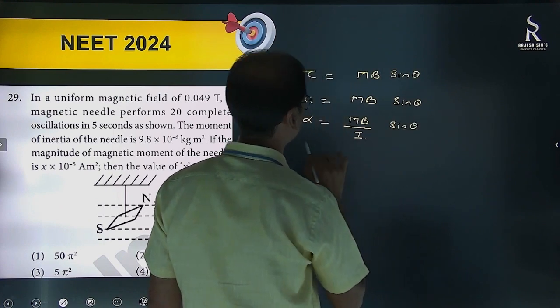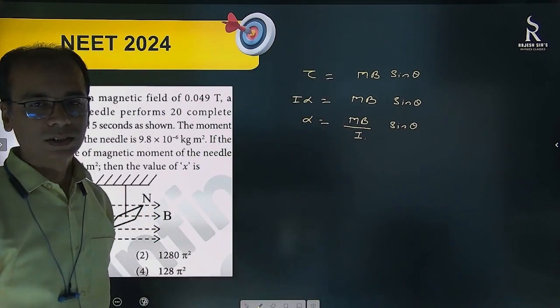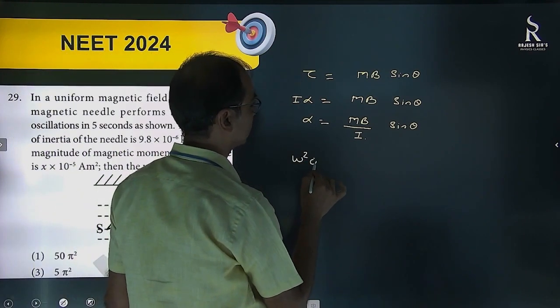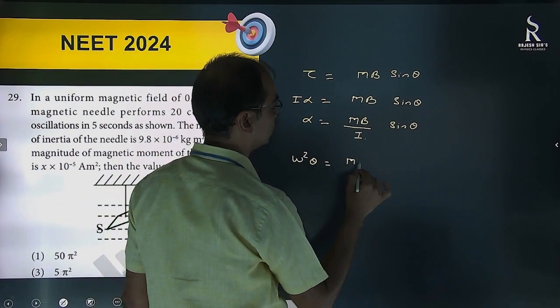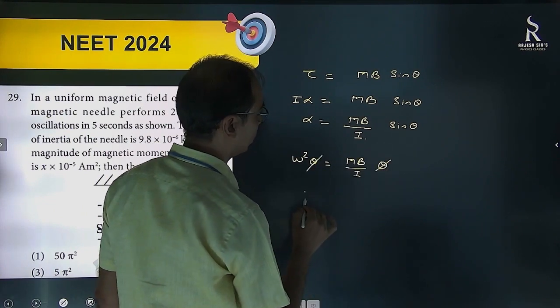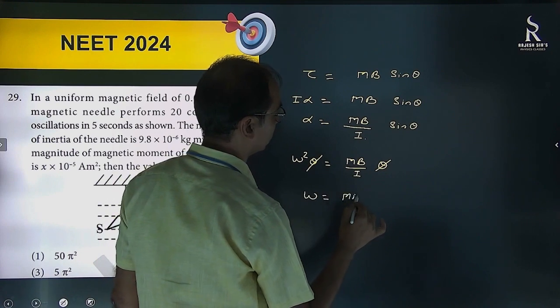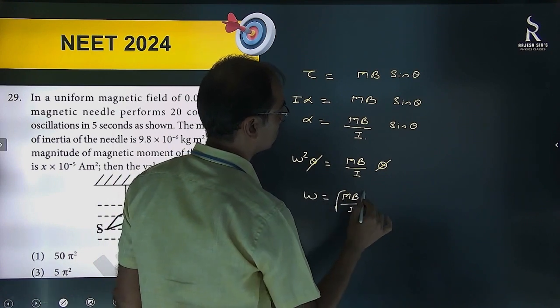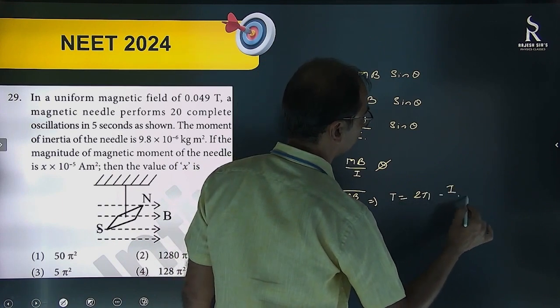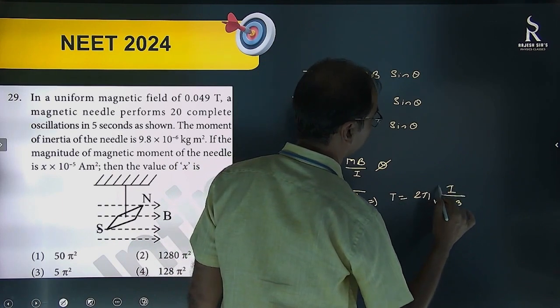Now alpha, if it is angular SHM, then I should write it as omega square theta. And if sine theta is very small, then this should also be theta. So omega is root mB by I. So the time period is 2 pi root over I by mB, where I is the moment of inertia. Now we have the formula.